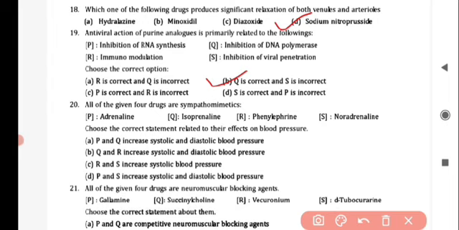Next question is, all of the given four drugs are sympathomimetics. P is adrenaline, Q is isoprenaline, R is phenylephrine and S is noradrenaline. Now choose the correct statement related to their effects on blood pressure. So the correct answer is option C, that is R and S increase systolic blood pressure.